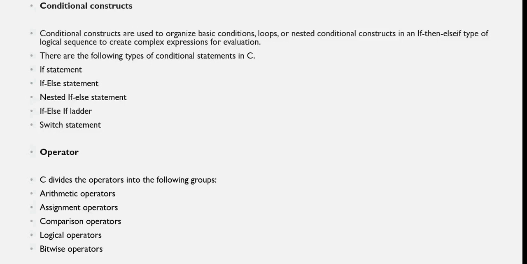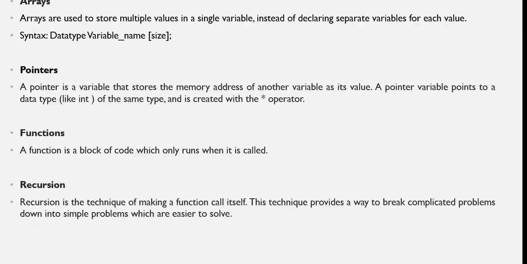Operators are divided into some groups. They are arithmetic operators, assignment operators, comparison operators, logical operators, and bitwise operators. Arithmetic operators do arithmetic operations, and assignment operators are used to assign values to a variable. Comparison operators are used to compare values. Logical and bitwise operators perform logical and bitwise operations.